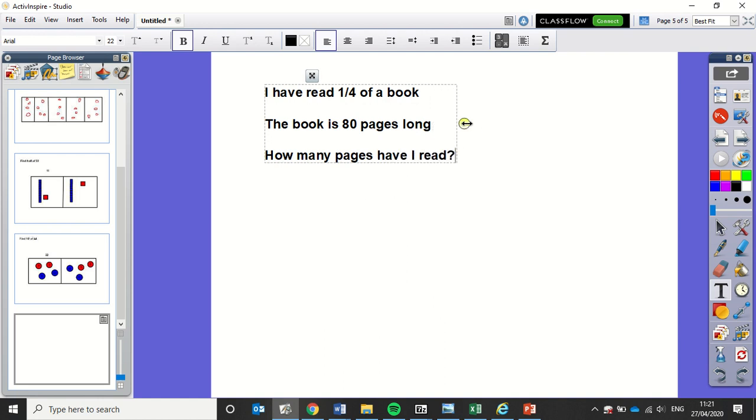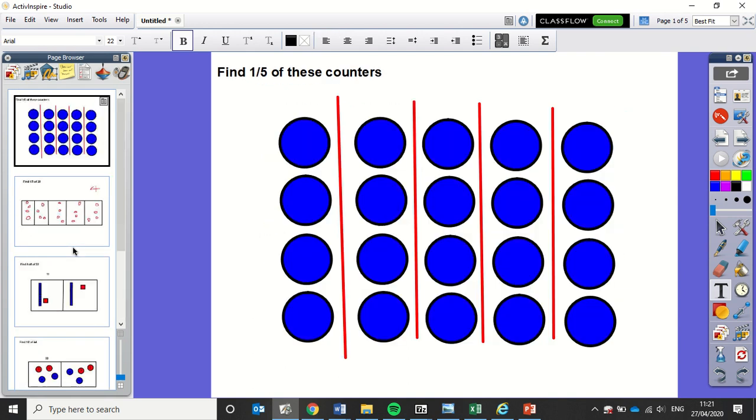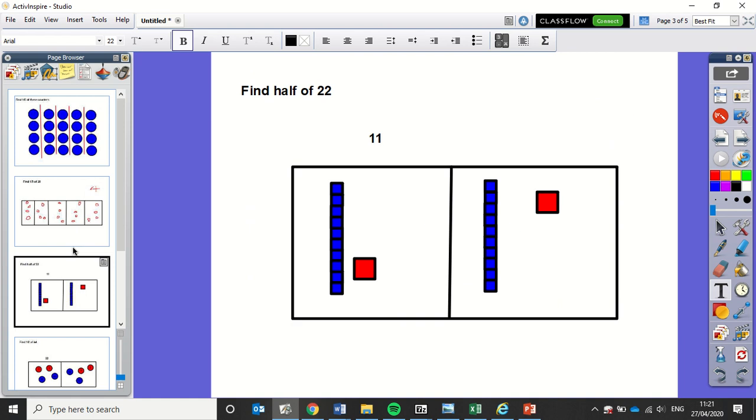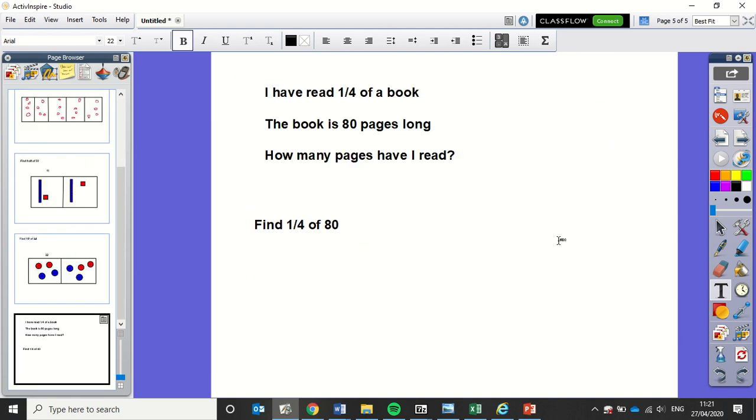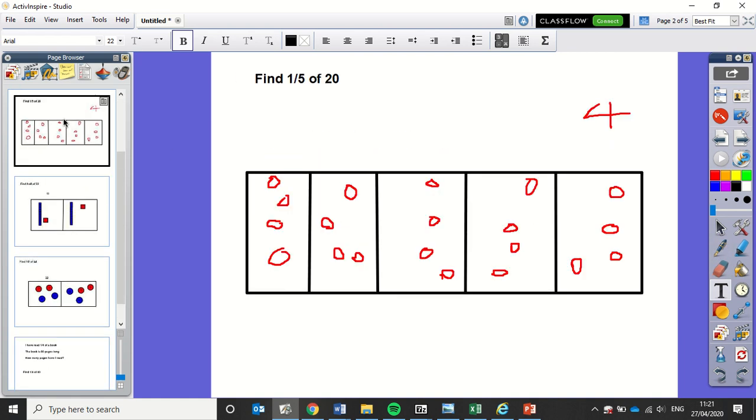Okay. Nice and simple question. All you need to pick out is, right, the book's 80 pages long. He's read 1/4 of it. How much has he read? So you need to find 1/4 of 80. And you could use any one of these methods to help you. Okay? So I'm going to use this one because it's my favorite, the bar model.